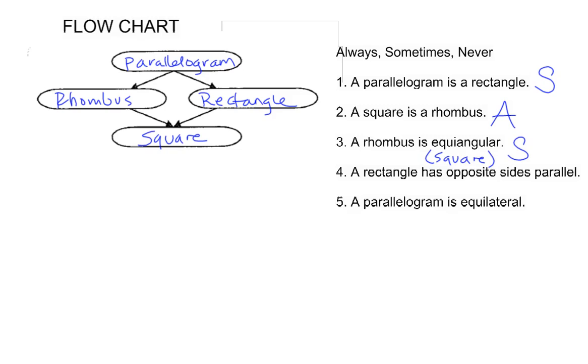A rectangle has opposite sides parallel. That is a feature of a parallelogram. So essentially what this question is asking is, when is a rectangle a parallelogram? Well, that's always, because that is, again, part of what a rectangle is. A parallelogram is equilateral. This is essentially saying a parallelogram is a rhombus. Well, we know that sometimes, because it could also be a rectangle.